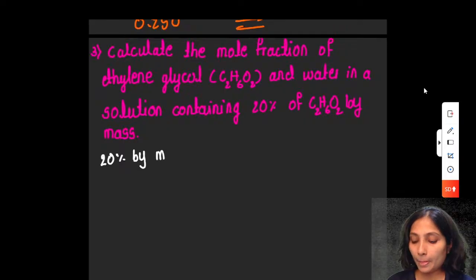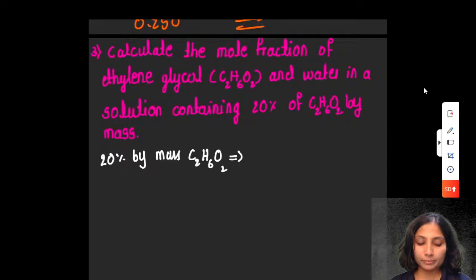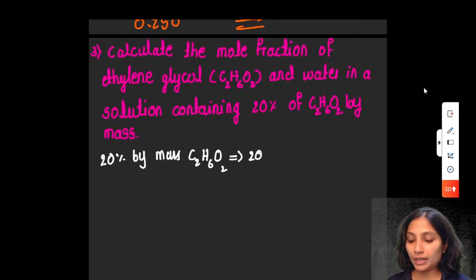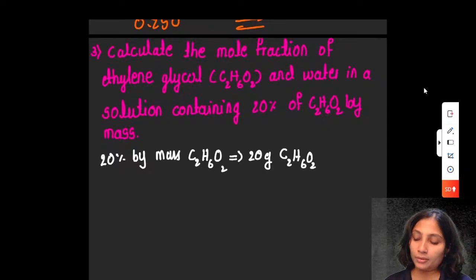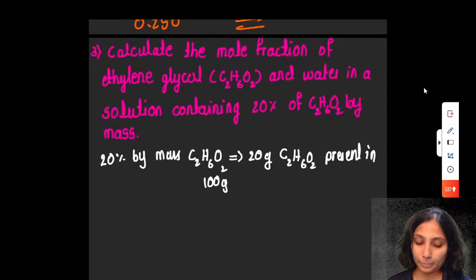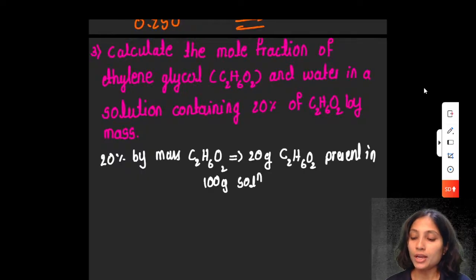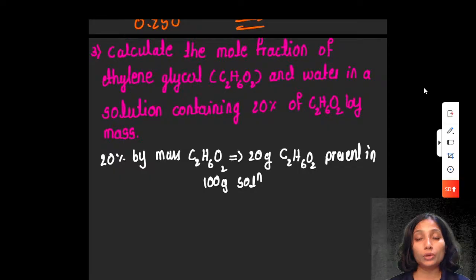20% by mass of C2H6O2, that is ethylene glycol. What does this indicate? This indicates 20 gram C2H6O2 present in 100 gram. The other one is water. So 100 gram solution. So I got the mass of solute now. Mass of solute is 20 gram.